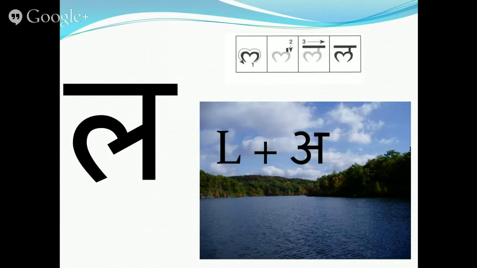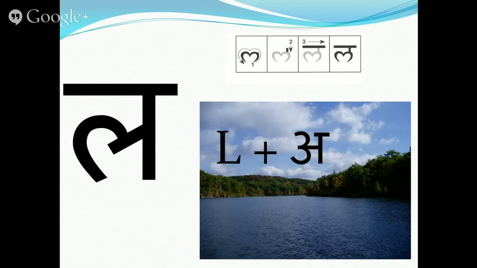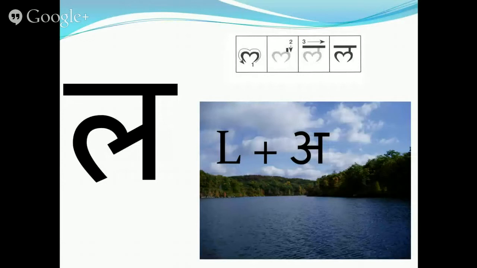Here's the second consonant for the week, and this sounds like L followed by a. La.